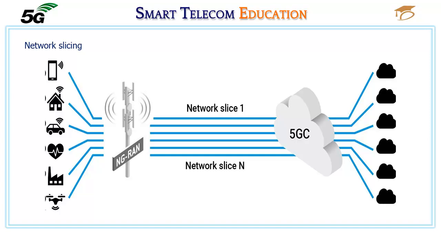The network will be sliced into multiple virtual networks running on a common network infrastructure, each with its own set of characteristics. A network slice is composed of a RAN and a core network with either physical or virtualized functions.